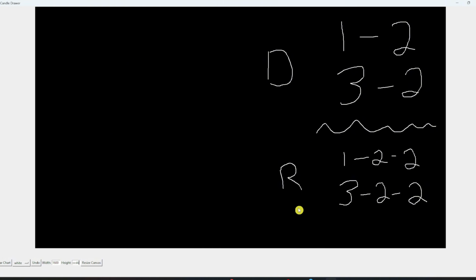Now, let's look at a reversal combination. Our reversal combinations are 1-2-2 and 3-2-2. So how do those look? Let's look at a 1-2-2 first. Let's neglect the first one. But right now we have an inside 1.